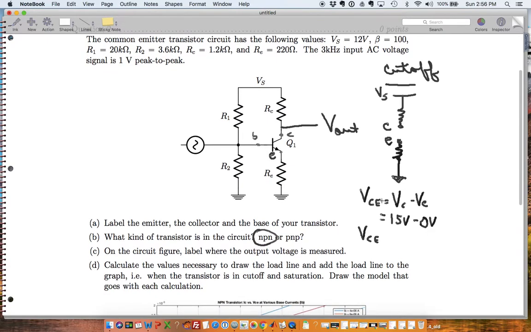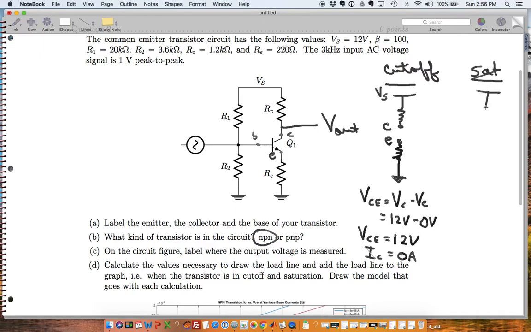So that means my VCE in cutoff is going to equal, and then I said 15 volts. Well, let's just check. It's 12 volts. So this is going to be 12 volts here. And so this VCE in cutoff is going to be 12 volts, and my IC in cutoff is going to equal 0 amps.